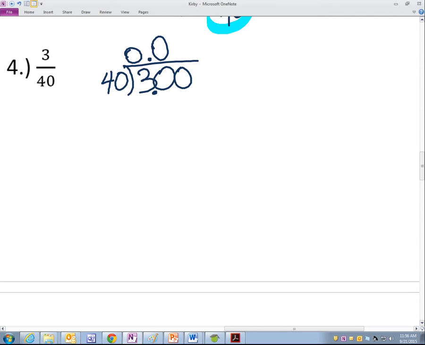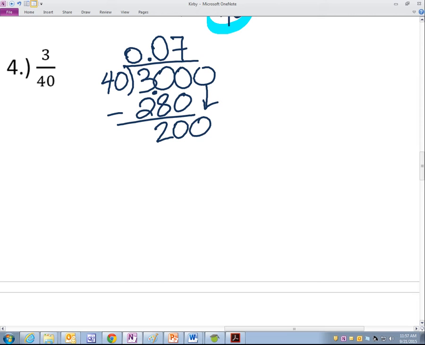So 4 times 7 is 280. So 40 times 7 is 280. Did I say 4 times 7 is 280? Yeah, 4 times 7 is 28. So 40 times 7 is 280. I have a remainder. I have to make another 0. Now we have 20, and this one's going to be nice and pretty.